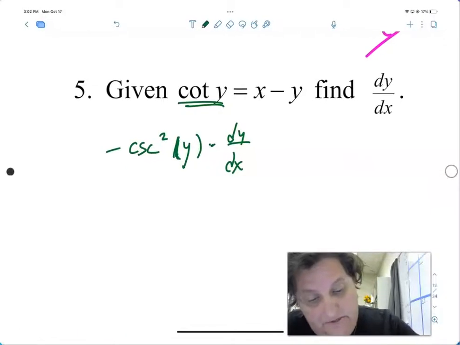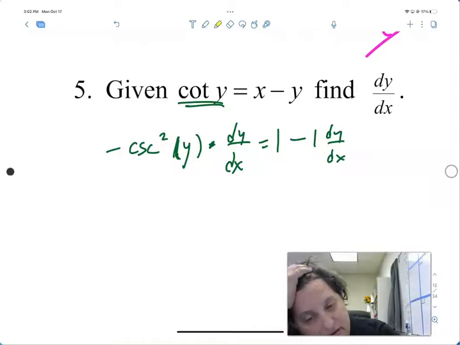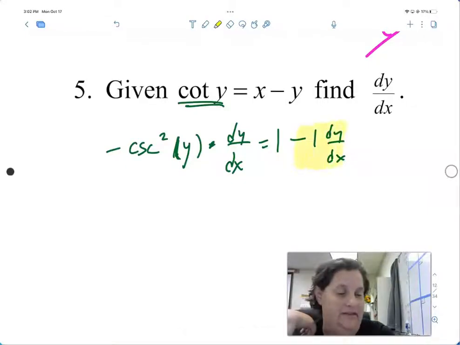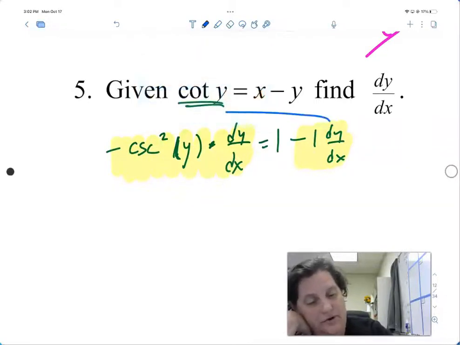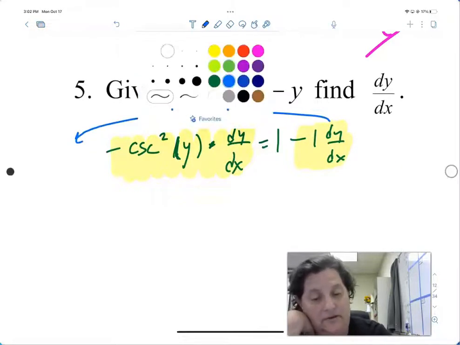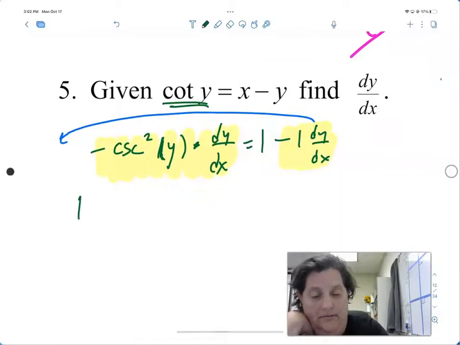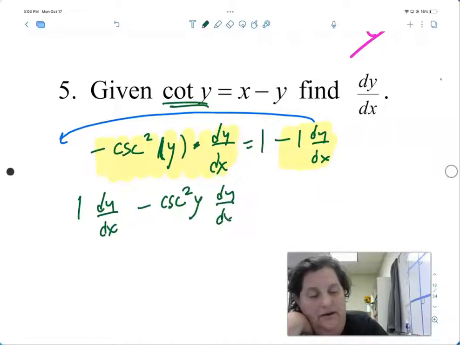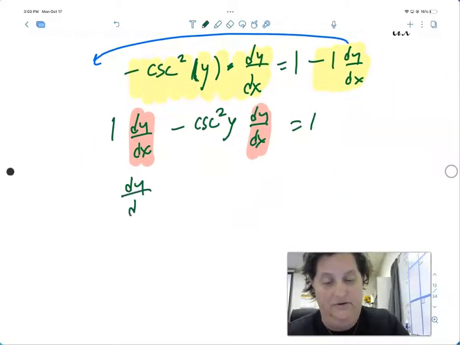Okay. That's a times. All right, the derivative of x is 1 dx/dx, and then the derivative of y is 1 dy/dx. All right, now here's the thing, right? We want to get our dy/dx's on the same side. That's that term, and that's that term. So I'm thinking I might as well bring this over, since my number itself was already on that side. So when I add this over, it's going to become positive 1 dy/dx minus cosecant squared y dy/dx equals 1. Okay, check it out. I have a dy/dx here and here. So what do I do with that? I factor it out.